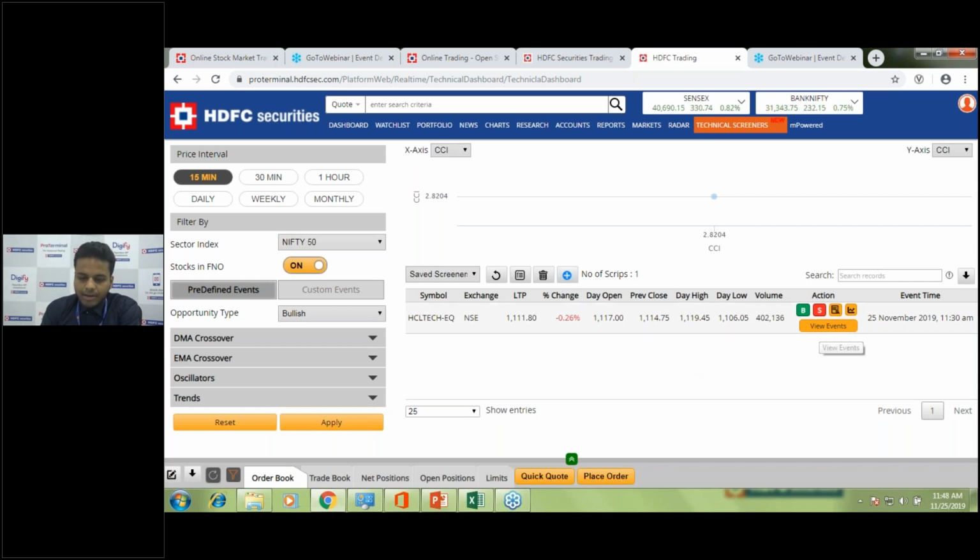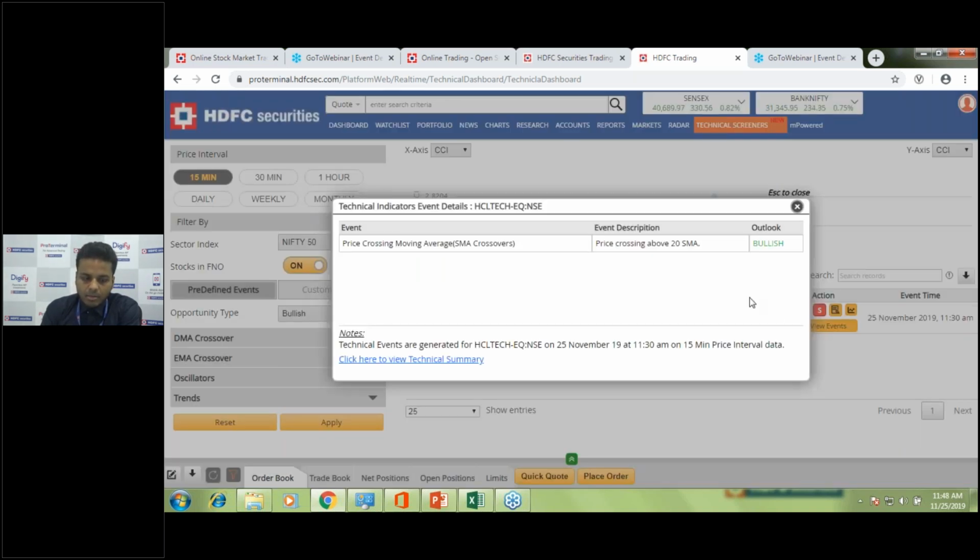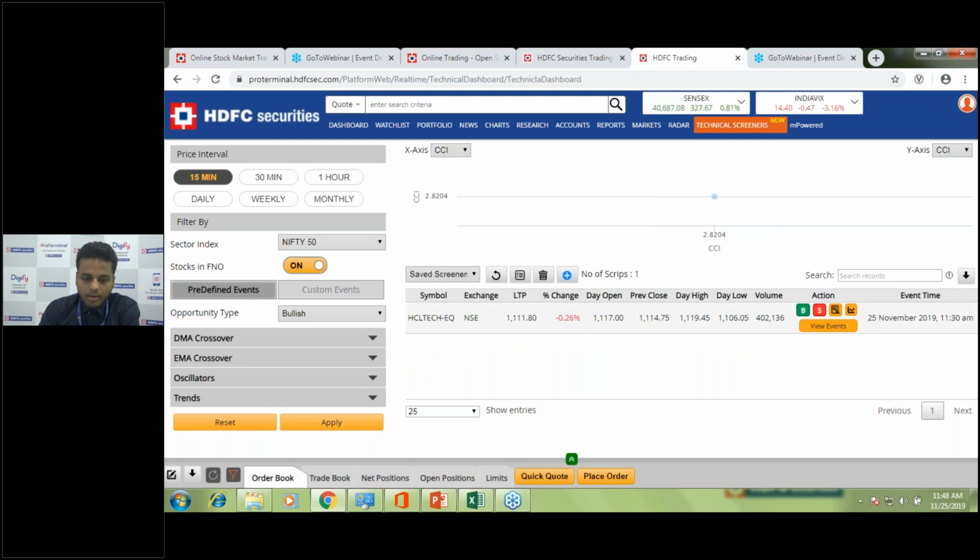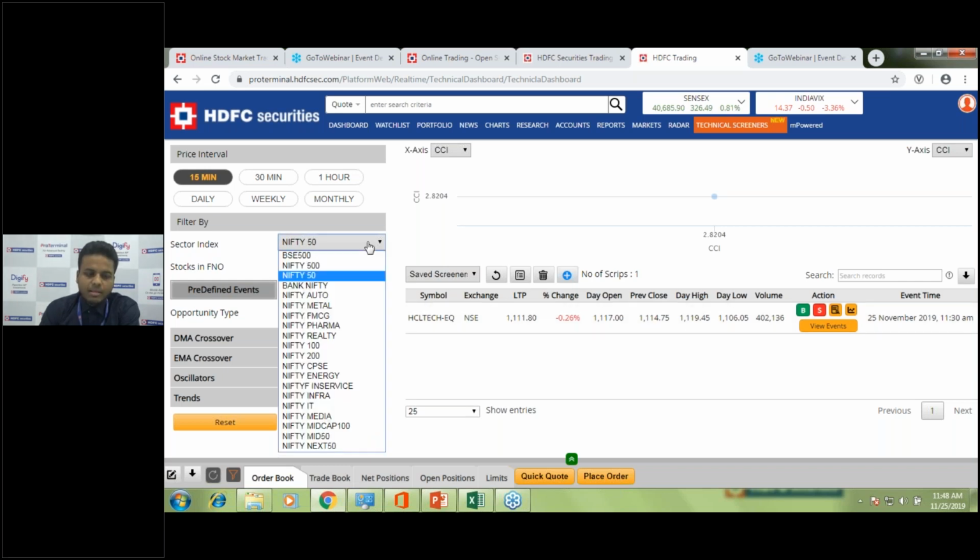We can also view our event, if any particular event is there in this particular stock. So you can see the event is the price is crossing above 20 EMA. The 20 simple moving average is one of the indicators. So price has just crossed the 20 simple moving average in a 15-minute time frame. This is one of the bullish events, and that's why we have got this stock from this particular screener. What we can also do is increase our overall base.